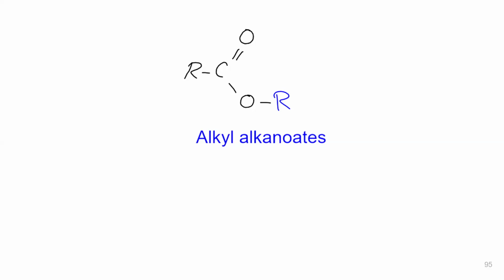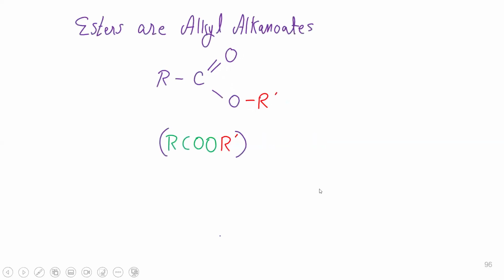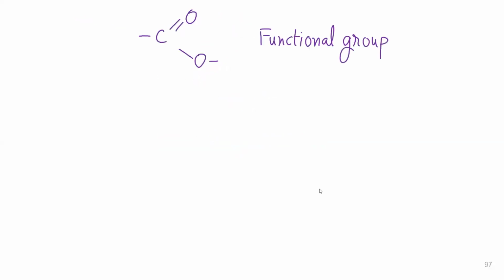Now, can you identify the group? R, C, O, O, R. I always emphasize this a lot because when you see the past paper questions of organic chemistry, you will understand that everything is actually code: RCOOH, RCOOR, RCHO, etc. This is the main code. Esters are alkyl alkanoates, carbon with double bonded oxygen with a single bonded oxygen. Look at this group. This is the functional group for esters.